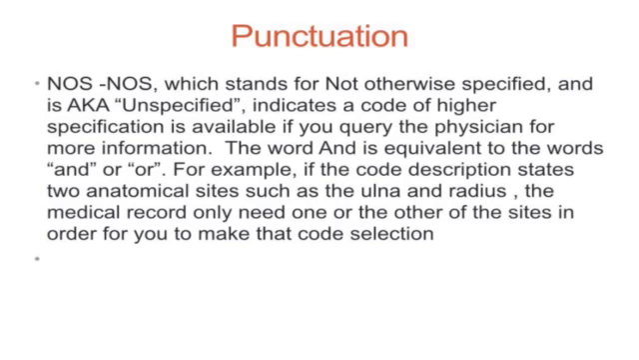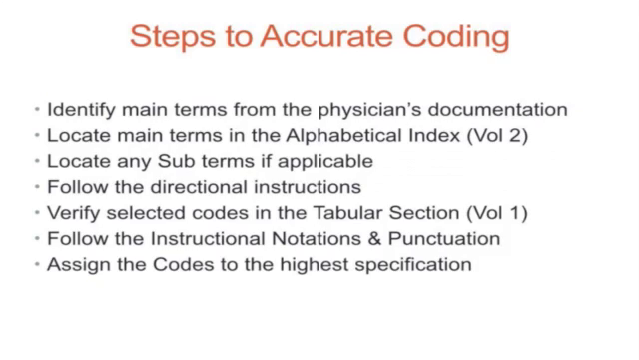The word and is equivalent to the words and/or. For example, if the code description states two anatomical sites such as the ulna and radius, the medical record only needs one or the other of the sites in order for you to make that code selection.